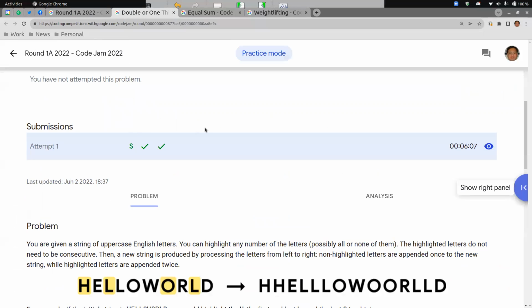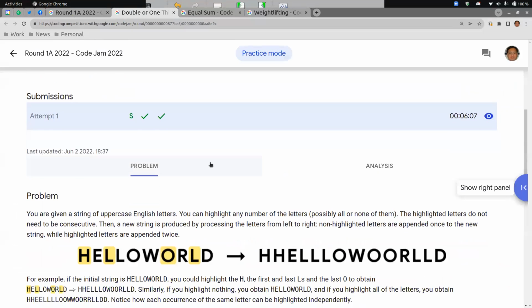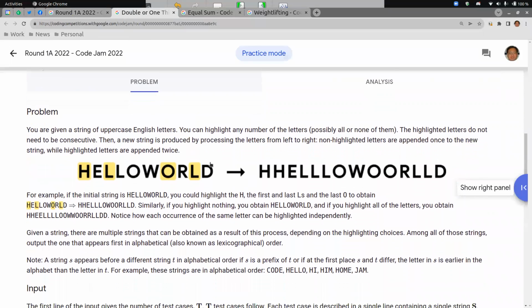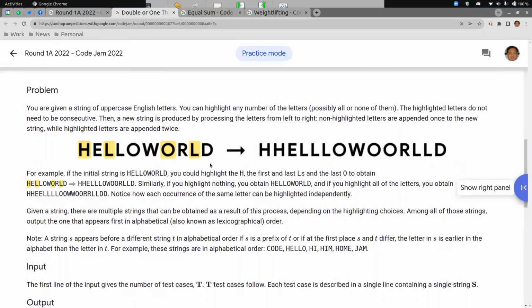This is meant to be the easiest one, and I did it in 6 minutes. So let's read the problem. You're given a string of uppercase English letters. You can highlight any number of the letters, possibly all or none of them. The highlighted letters do not need to be consecutive.